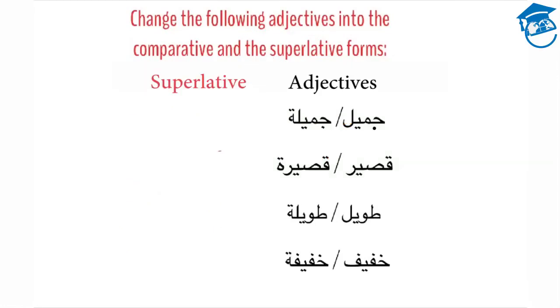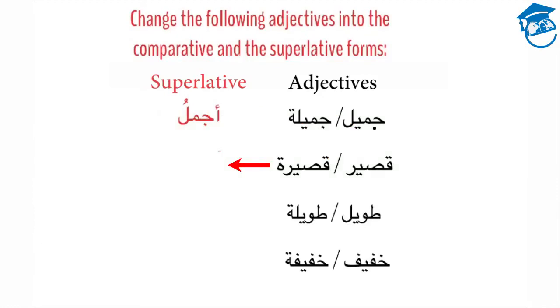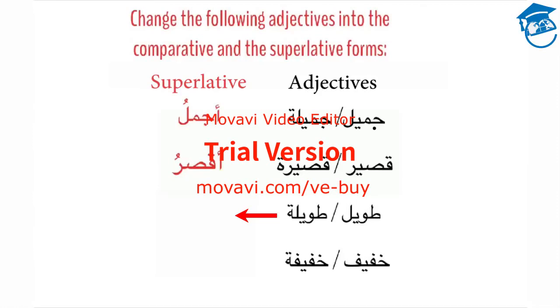Now let's see if you were correct. For the first set of adjectives, jamil and jamila, meaning beautiful, the superlative form is ajmalu. For the second pair, qasir or qasira, meaning short, the superlative form is aksaru. For the third pair, tawil or tawila, meaning tall, the superlative form is atwalu.